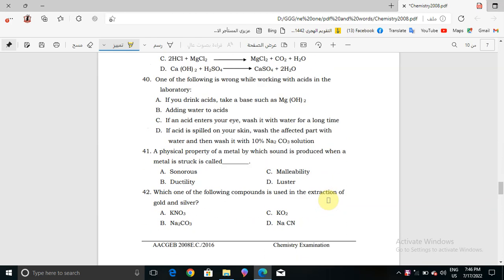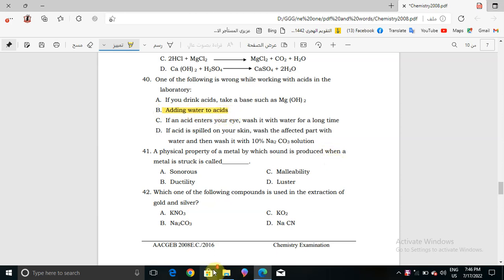Okay, now question number 40. One of the following is wrong while working with acids in the laboratory. If you drink acids, take a base such as magnesium hydroxide. Yes, this one is correct. Adding water to acids, no, we cannot. That means it's wrong while working with acids in the laboratory.